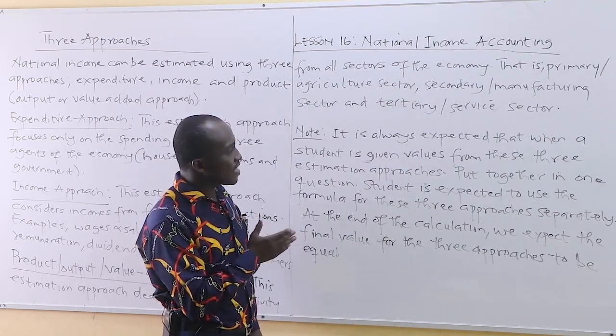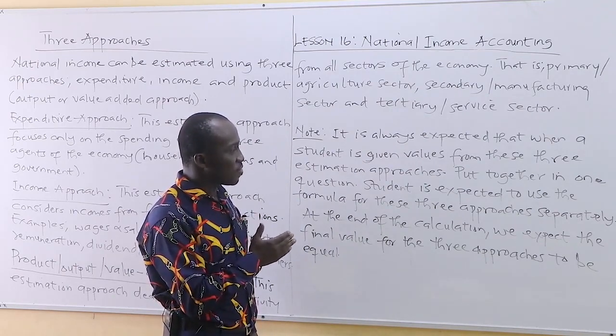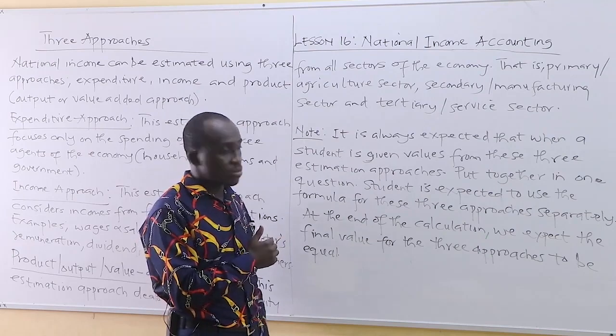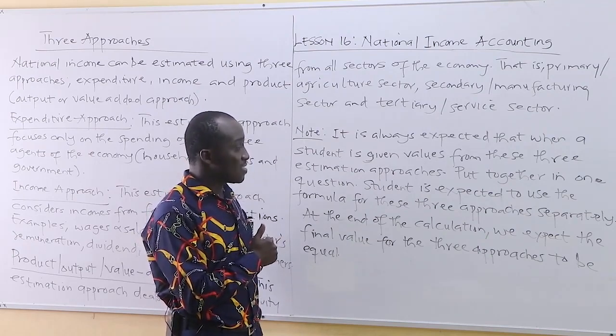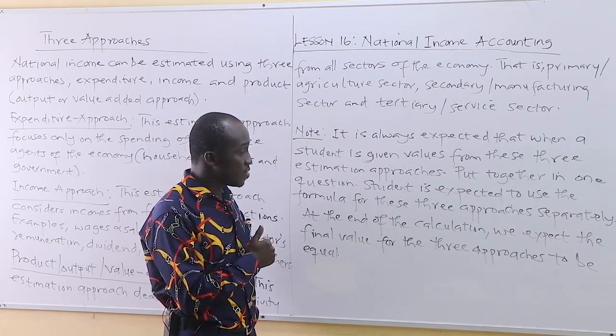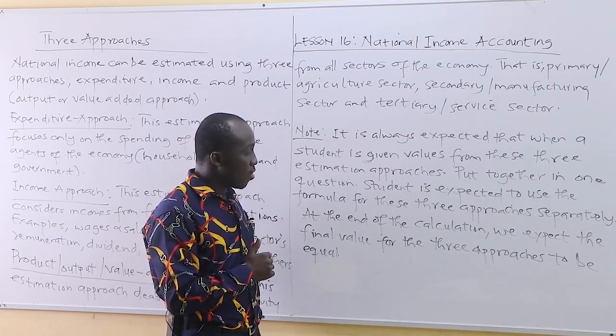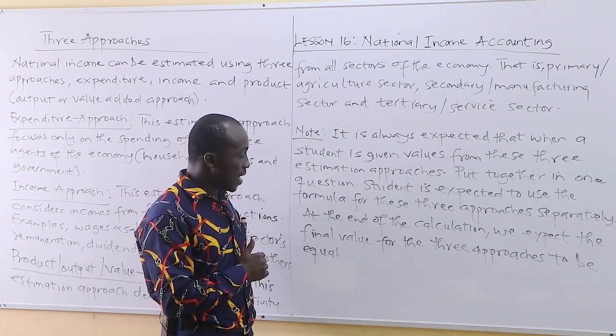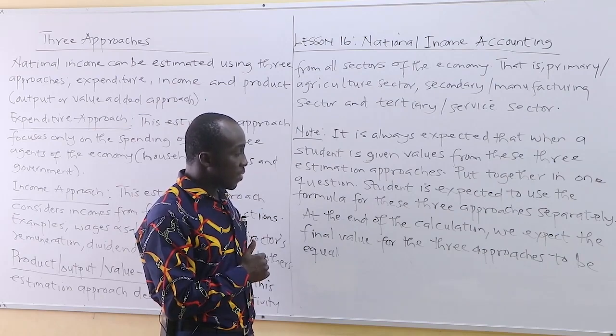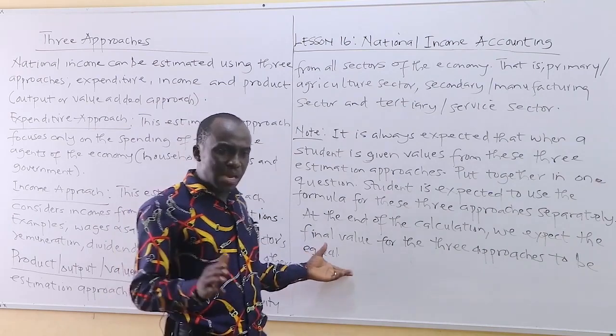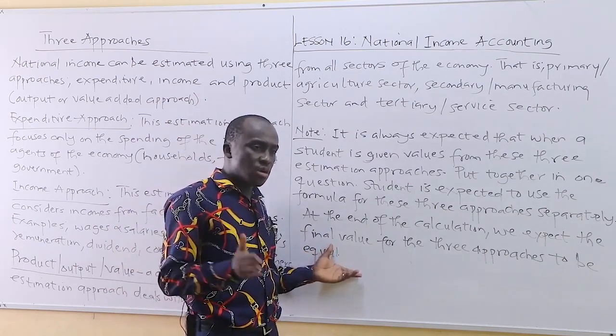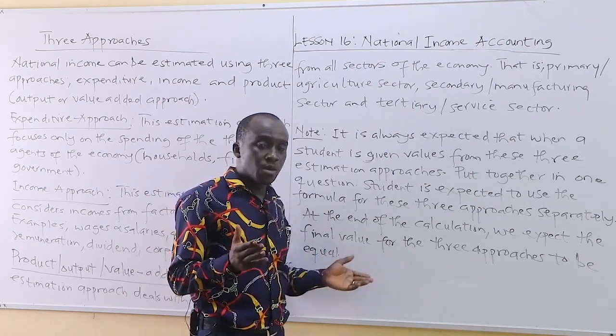It is always expected that when a student is given values from these three estimation approaches, put together in one question, students are expected to use the formula for these three approaches separately. At the end of the calculation, we expect the final values of the three approaches to be equal. Here, maybe it might not apply to you in the secondary school. We are doing the video also for those in the university.